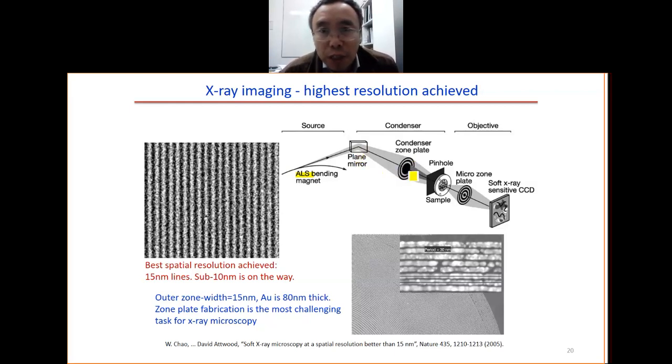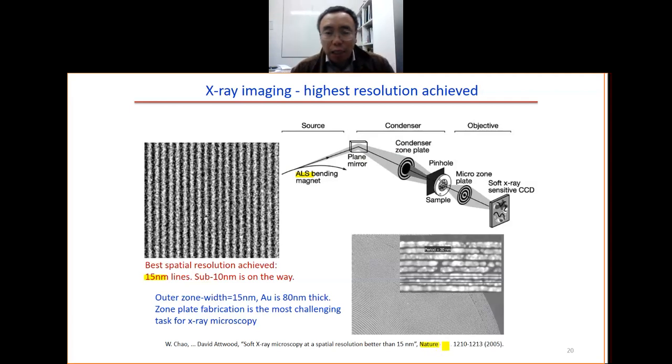We have one zone plate as a condenser lens. We have the pinhole. We have the sample. This sample can be scanned along the X and Y directions to get the signal from every point. Then we have another lens that forms the image. The resolution in this case is 15 nanometer. This was published 15 years ago in Nature.